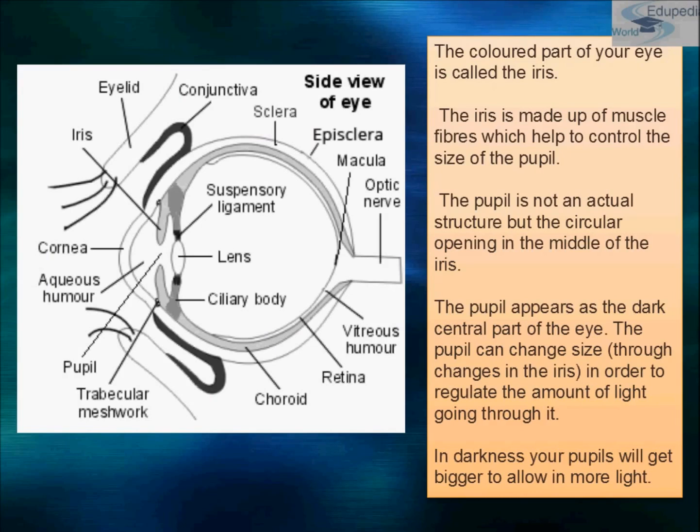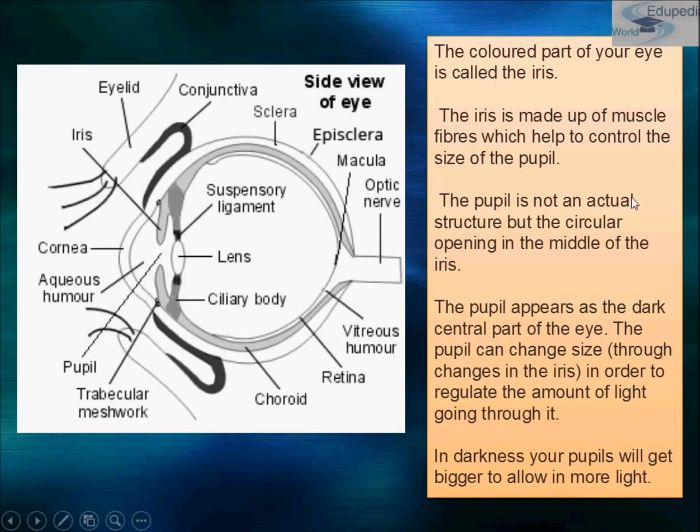So the colored part of your eye is called the iris. Okay, and where is the iris? This is your iris, this one and this one. The iris is made up of muscle fibers. They consist of muscle fibers which help to control the size of the pupil. See, this is the pupil, and the pupil aperture is controlled by the iris.